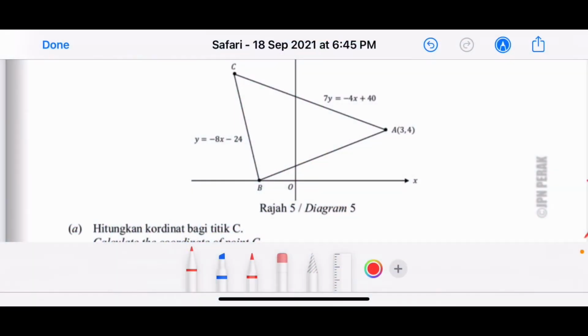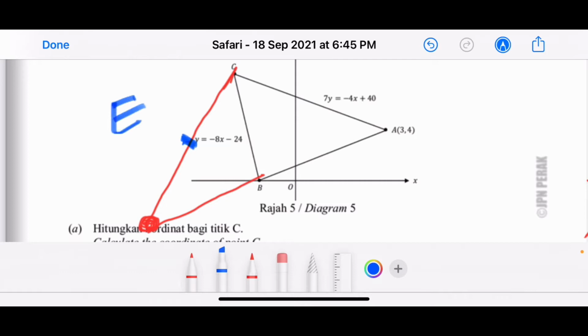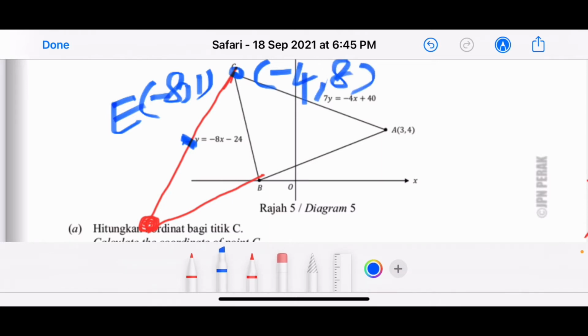Okay, I'm going to show you the alternative method, whereby you use the concept of the gradient. Let's say this is CD. There's a point E, which is -8, and this one we already got, which is -3. Just now we already got -4, 8. This is -4, 8 for point C. This point is -3, 0, and this point D is -12, -6.